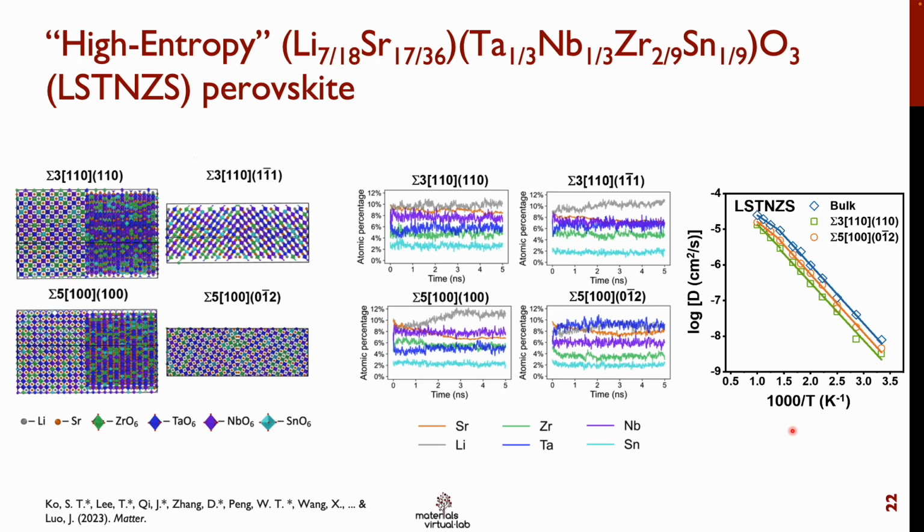So we continue to study even more complex systems like this high entropy lithium strontium tantalum niobium zirconium tin system. For this LSTNZS system, we have comparable results to the previous system in terms of the local composition in the grain boundary and regional diffusivity for the grain boundary. Actually, in experiment, they also got no improvement in terms of those ionic connectivities, things like that.